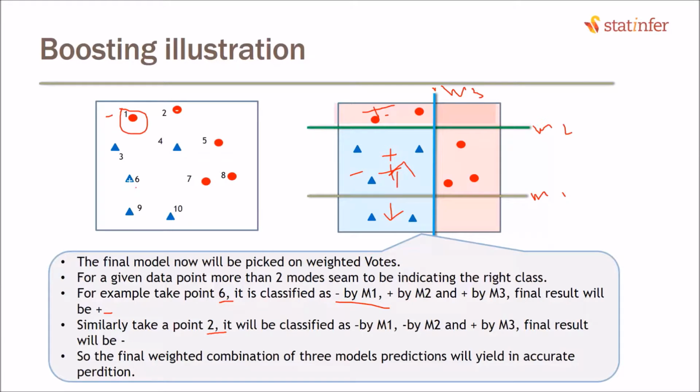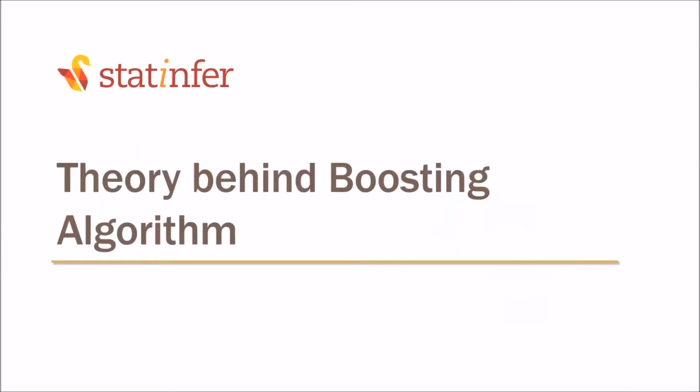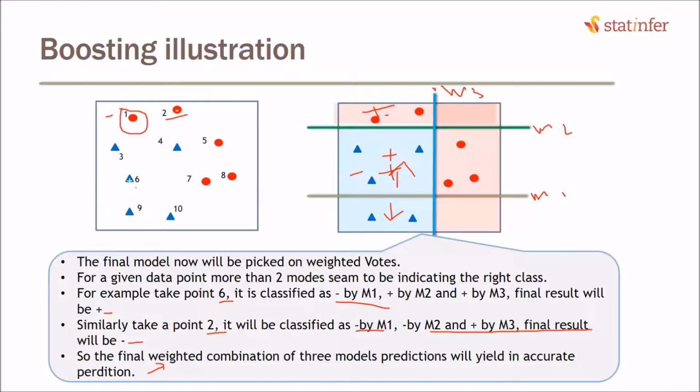Similarly, we take point 2, that is over here, that is classified as minus by M1, whereas M2 and M3 are classified as minus, so the final result will be minus. So the final weighted combination of all 3 models and the predictions will yield a very accurate model. So that is how boosting works.